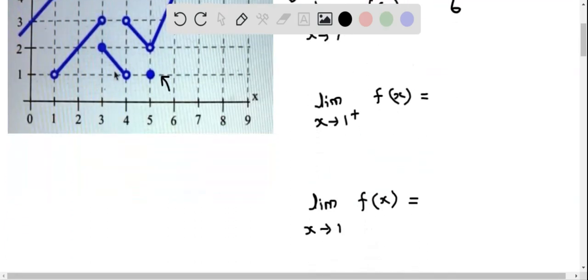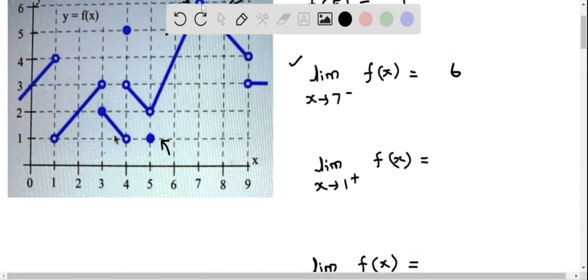Now let's answer the other limit. That is when x approaches 1 from the right. So we have to look closer to 1. So f of x is approaching 1. When x approaches 1 from the right, f of x is approaching 1. So we see that this limit is 1.